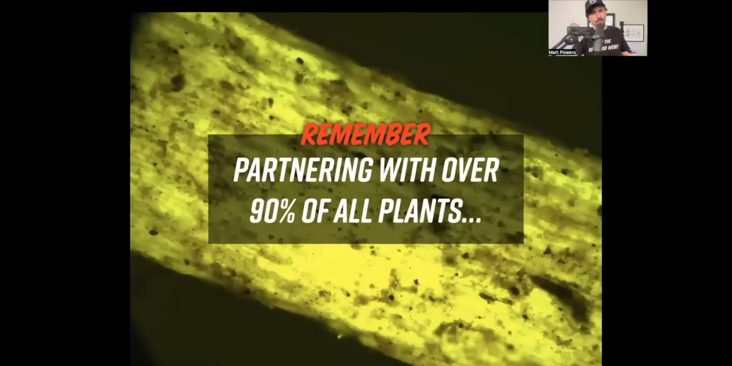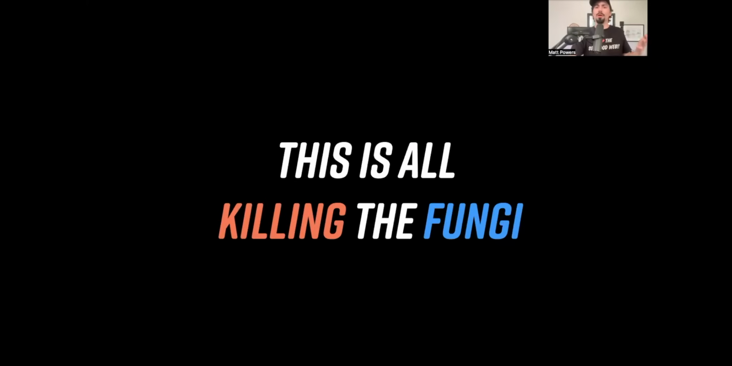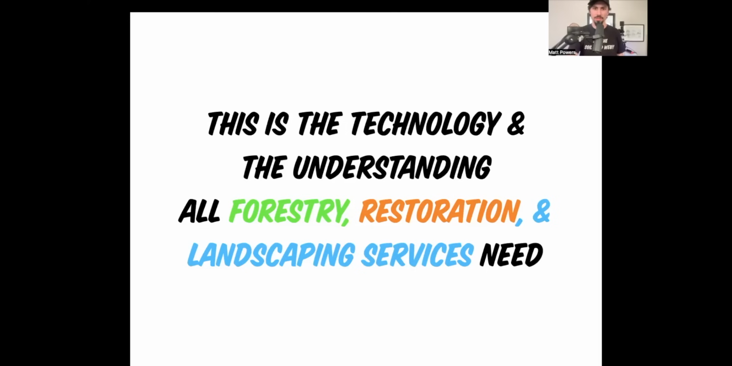Remember, if we're partnering with over 90% of all plants, that they're all over the earth, but if we're doing this all over the earth, we're killing all the fungi. So you're like, wait, so tilling and leaving bare kills it? Yeah. And you drive through Nebraska and Iowa at certain times of year. You get it. So we've been killing the fungi mechanically, and we've been killing the fungi with the fungicides.